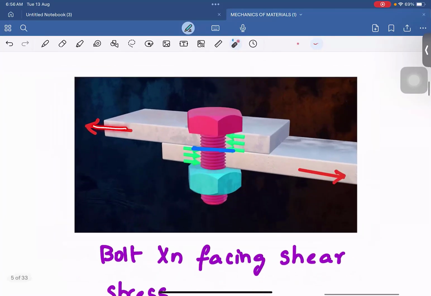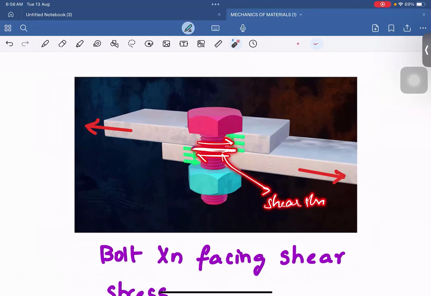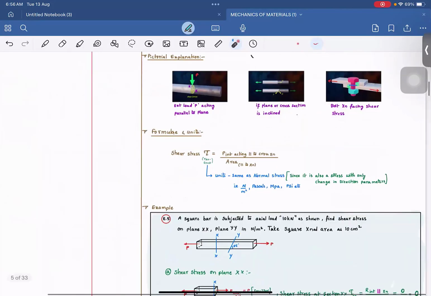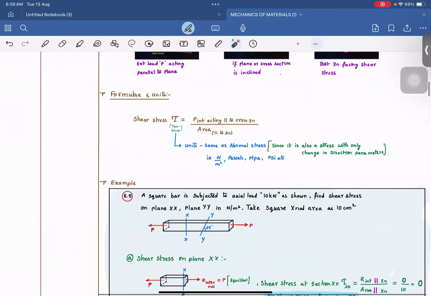Because of the forces acting on that purlin or the member, at this spot where there is an overlap of both the members, this screw will undergo forces in this direction. Since these forces are parallel to this cross section, we call these forces shear stresses. I hope this is clear regarding the shear stress.